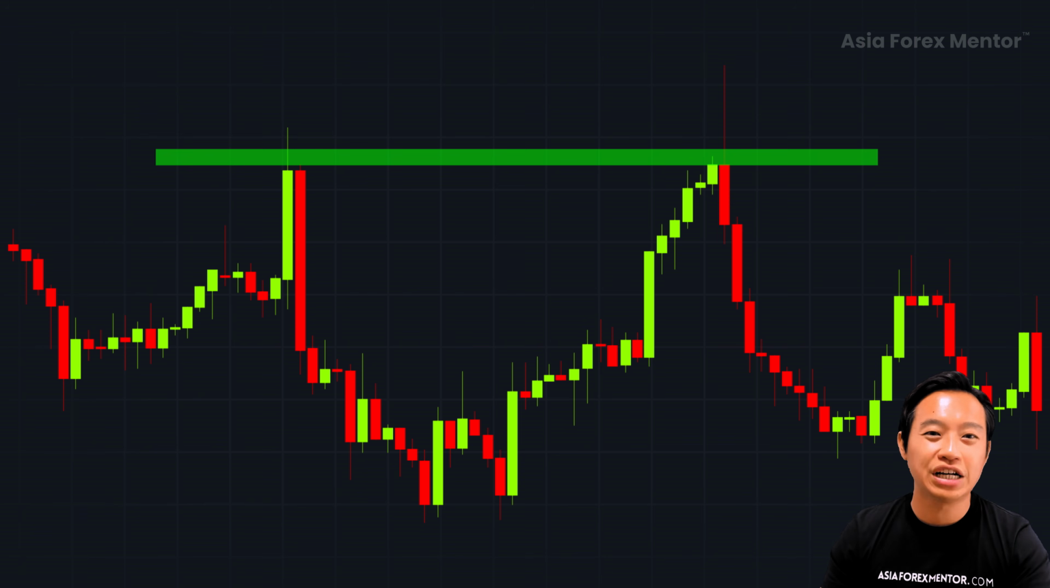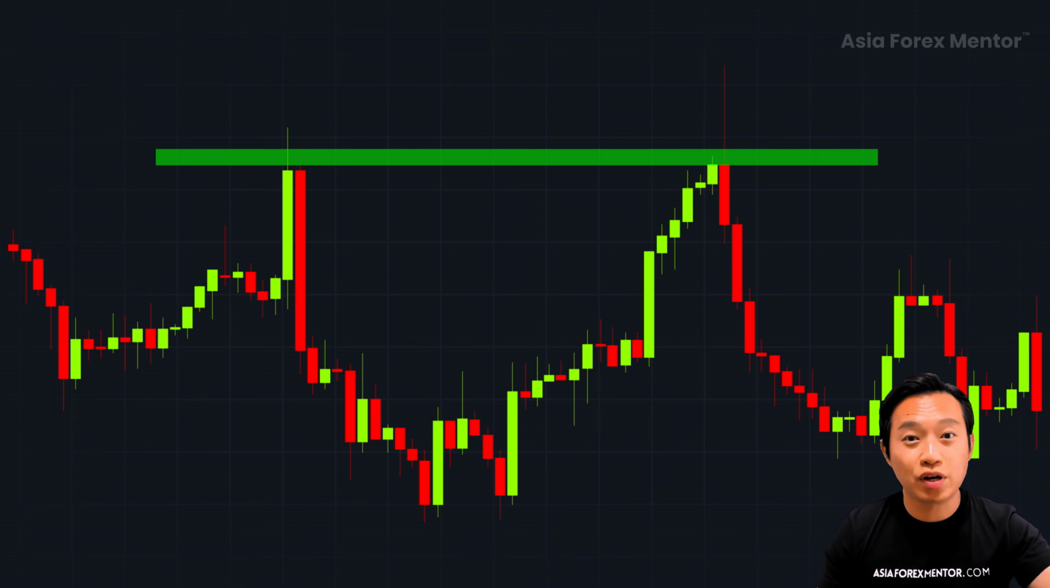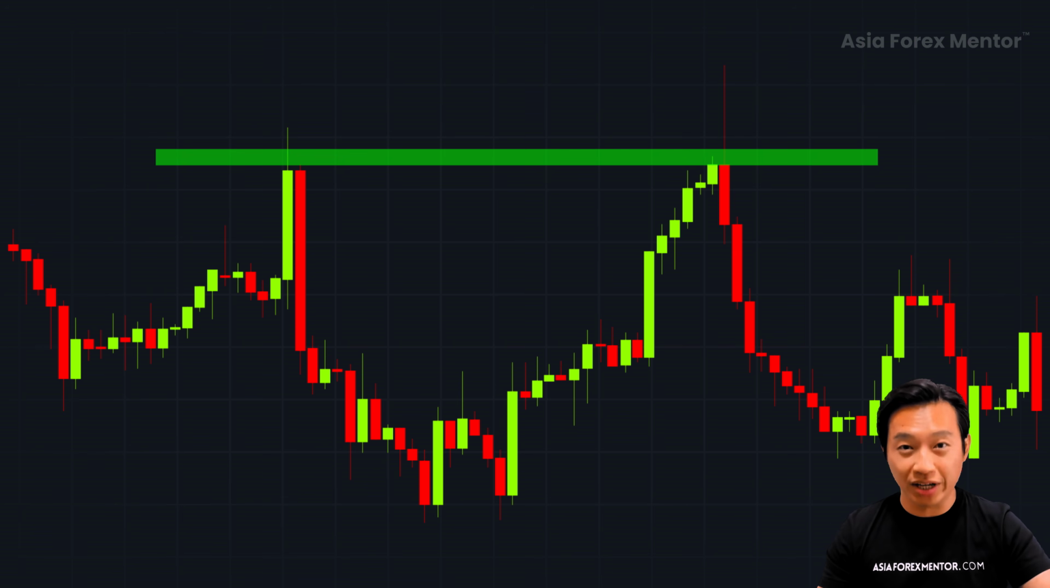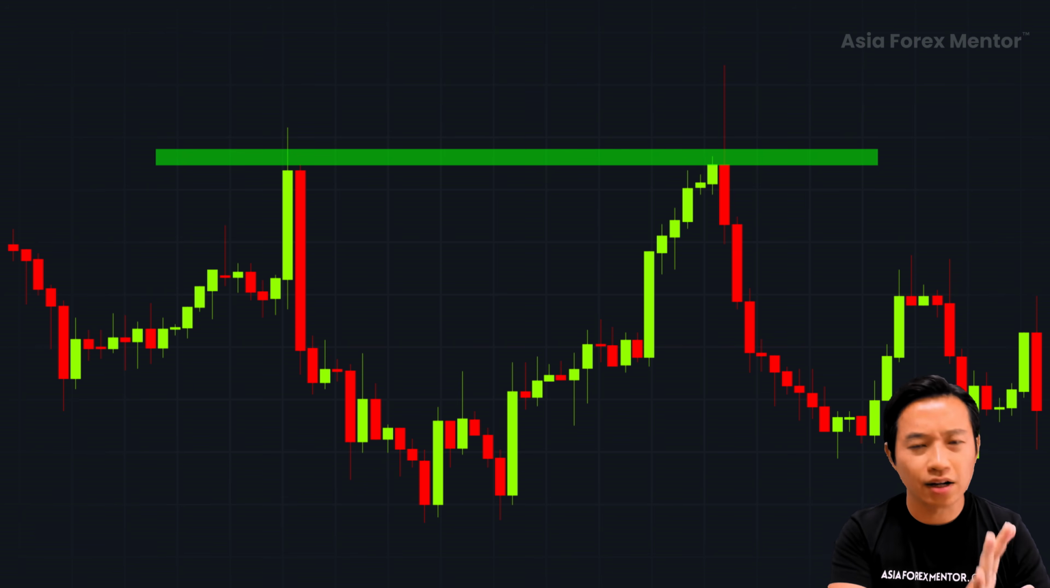How do you use a rejection candle? Right, so first off, just because you spot a rejection candle doesn't mean you jump straight into it. Like I said, this is a common mistake a lot of beginners make.